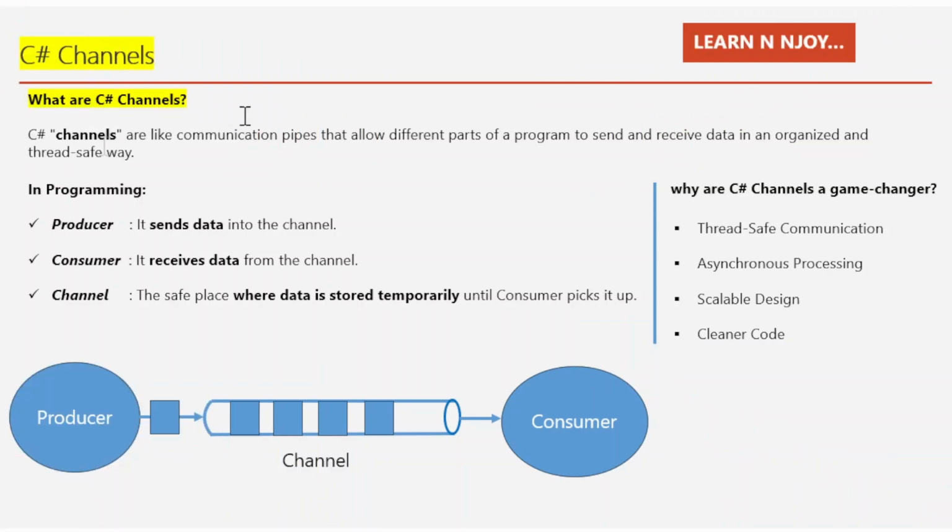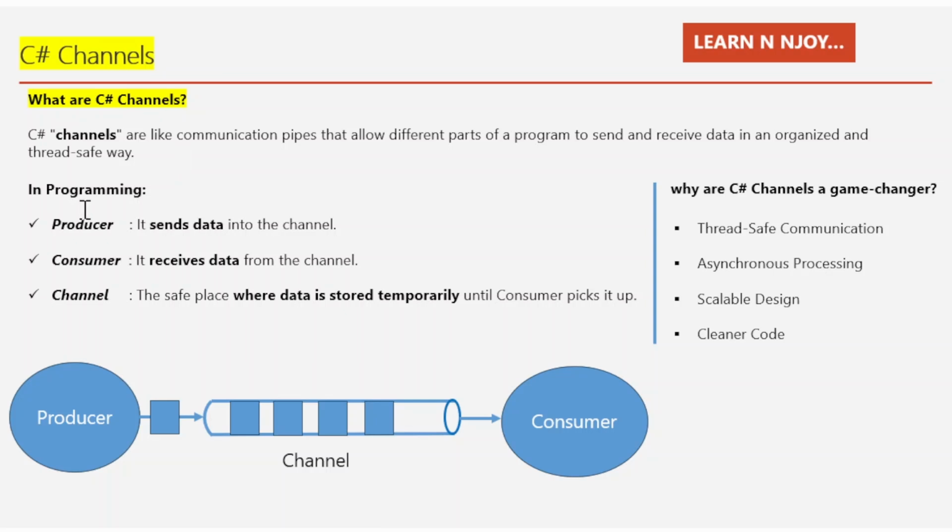What are C# channels? C# channels are like communication pipes that allow different parts of a program to send and receive data in an organized and thread-safe way. Let's imagine you run a restaurant. On one side, you have chefs making bread. They are nothing but the producer, right? On the other side, you have multiple customers, say the consumers, who pick up the bread when it's ready. So how do you efficiently connect the producer with multiple consumers without chaos or confusion? That's where C# channels come to the rescue.